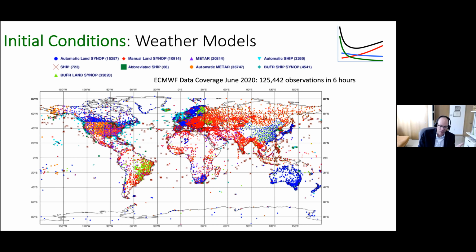And you see they're not distributed equally in space. There's a lot more of them over land, and there are a lot more of them in the denser populated regions over land than in sparser populated regions over land, and there are very few observations over the ocean.